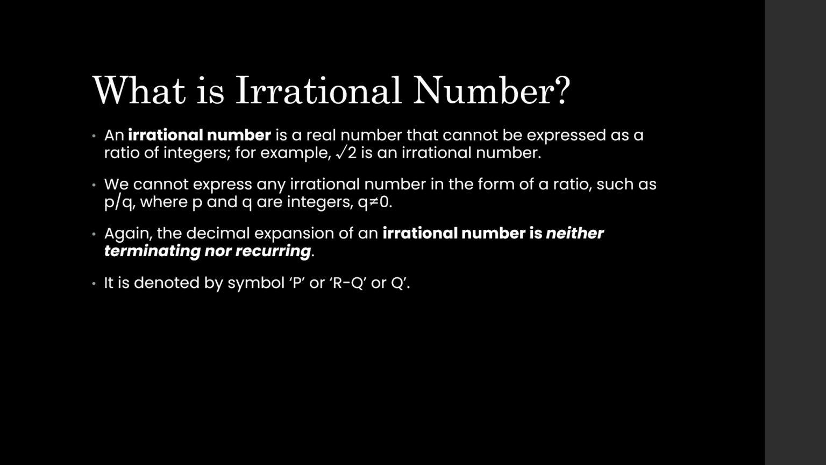It is denoted by the symbol P or R minus Q or Q dash. Now P means the set of irrational numbers, R is the set of real numbers and Q is the set of rational numbers. If we subtract rational numbers from real numbers, we get irrational numbers. So we can represent it as R minus Q or Q dash. Q dash means the numbers apart from rational numbers. So we basically represent it as Q dash.